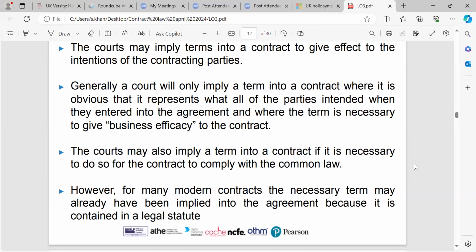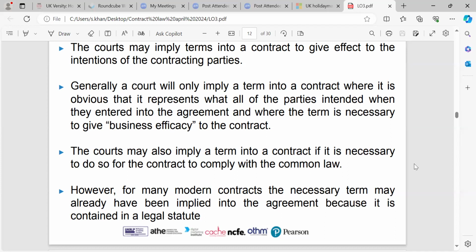The payment terms, so an agreement between a supplier and a retailer may specify that payment will be made within 30 days of the receipt of the goods. And delivery schedule, so a manufacturing company might set out the exact dates and specific quantities of products which are to be delivered. And these are some examples of express terms.